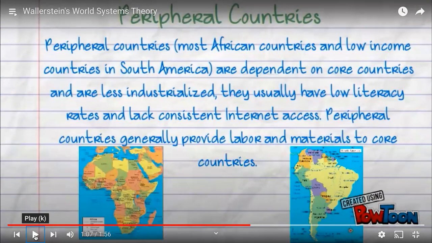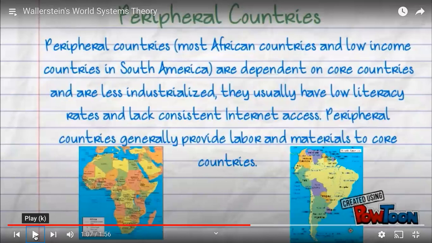Yan. They are usually less industrialized. They usually have low literacy rates and lack consistent internet access. So, hindi pa naman siguro tayo kasama dito. Perhaps sa semi-periphery, peripheral, kasama tayo doon. Kasi tayo ay nasa average level naman ng literacy.